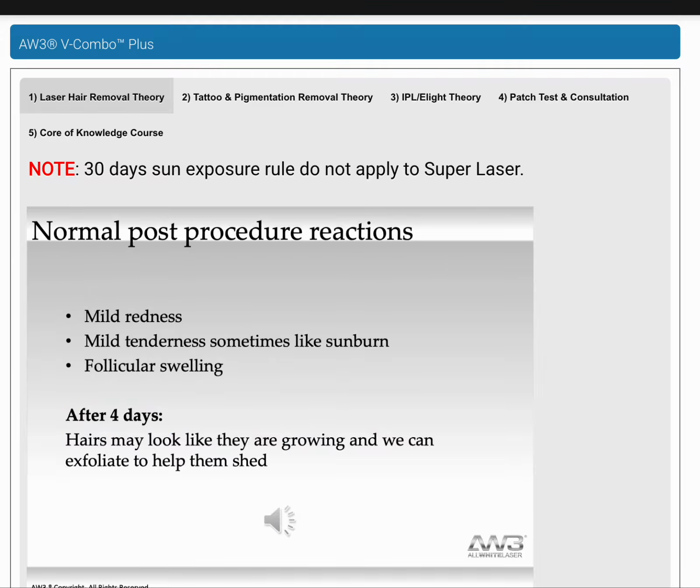Normal post-procedure reactions after the treatment would be mild redness to the skin, sometimes mild tenderness like sunburn, and follicle swelling. After 4 days, the hairs may look like they are growing, and we can exfoliate the skin to help them shed out. It can take 1 to 3 weeks for the hairs to fully shed out of the skin. Once the hair is fully shed out of the skin, we would wait for the client to have a regrow, which will appear patchy before commencing the client's next session. This is usually about 4 weeks.